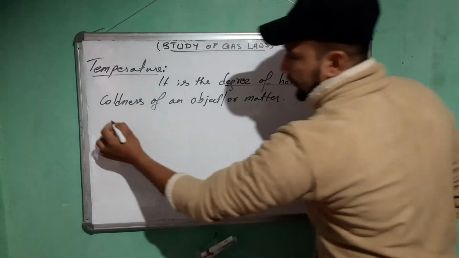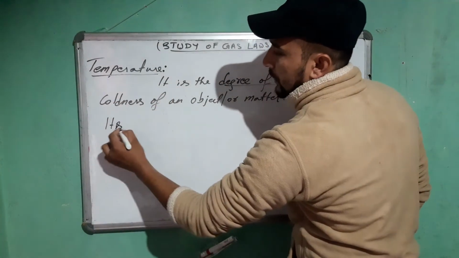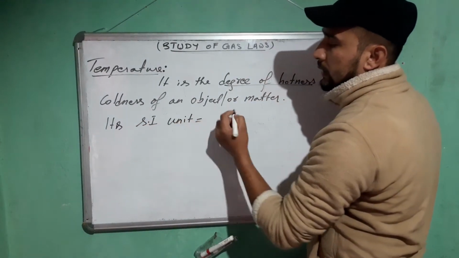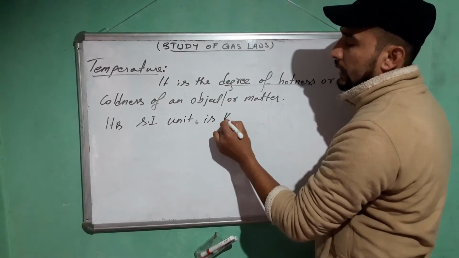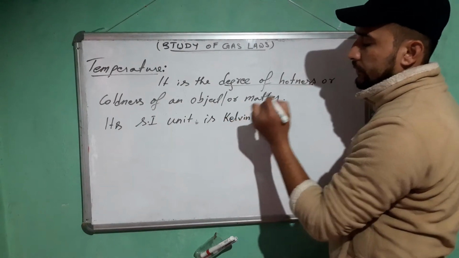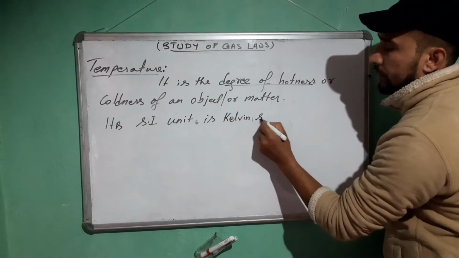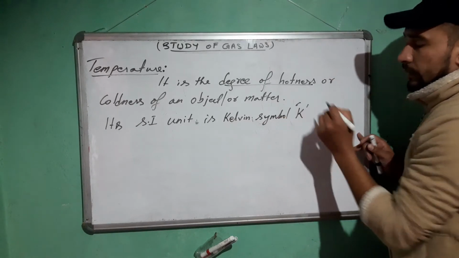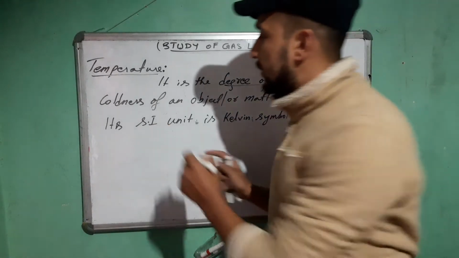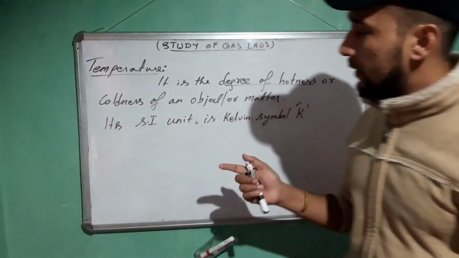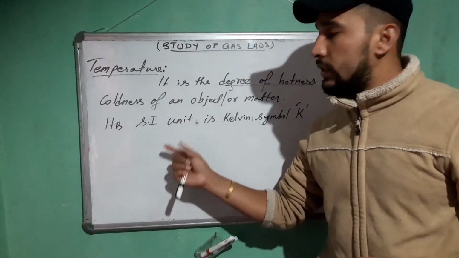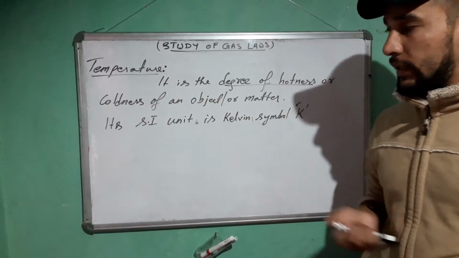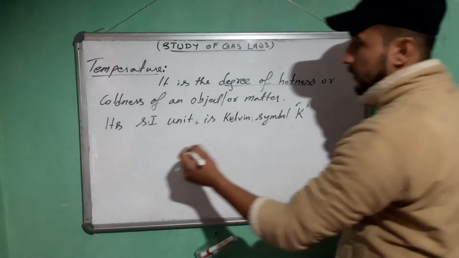Okay, its SI unit is Kelvin. Symbol is K, capital K. SI stands for System International. Internationally followed system for the unit of temperature is Kelvin. Okay, and there are some other units of temperature also.